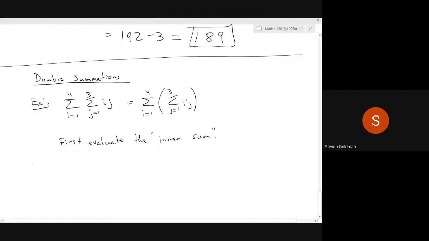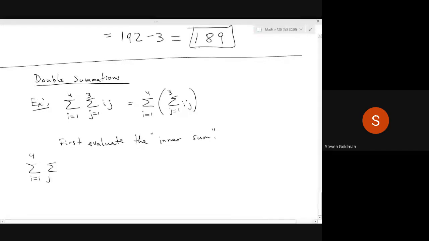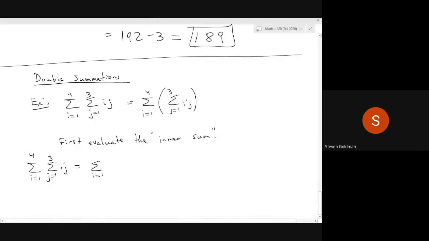Okay. So if I do that, let me rewrite it over here. The sum from i equals 1 to 4 of the sum from j equals 1 to 3 of i times j. That's going to be the sum from i equals 1 to 4 of, okay, so I'm taking the sum from j equals 1 to 3 of i times j. I'm going to start by plugging in the numbers for j. So I'm starting by plugging in 1 for j.